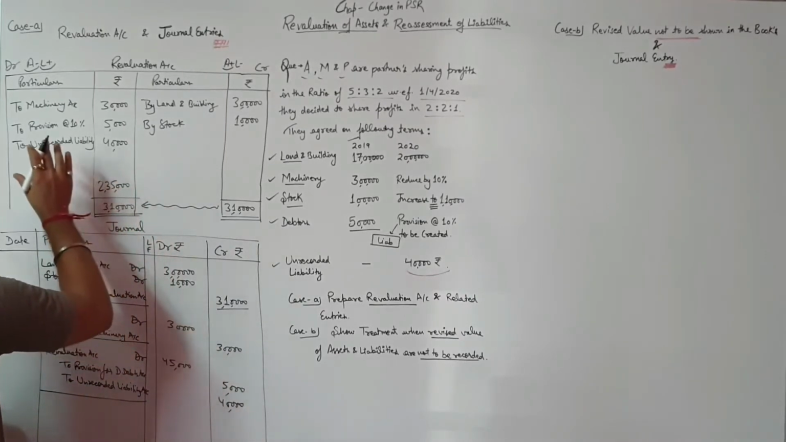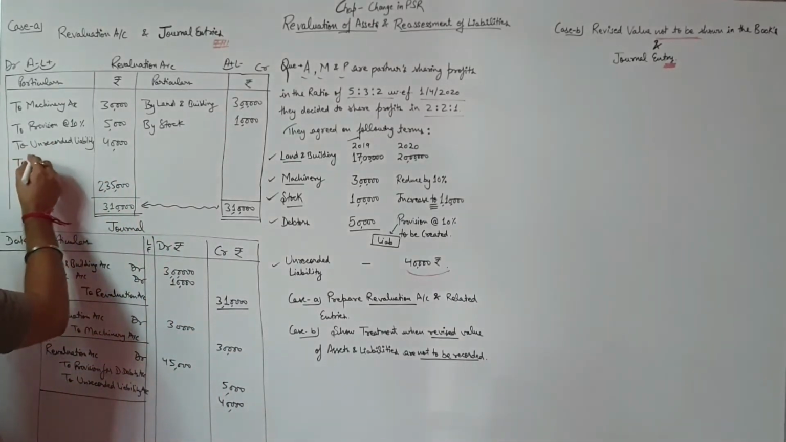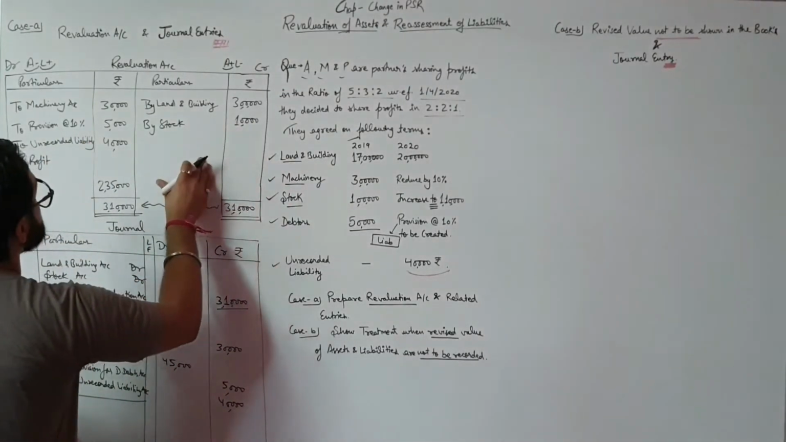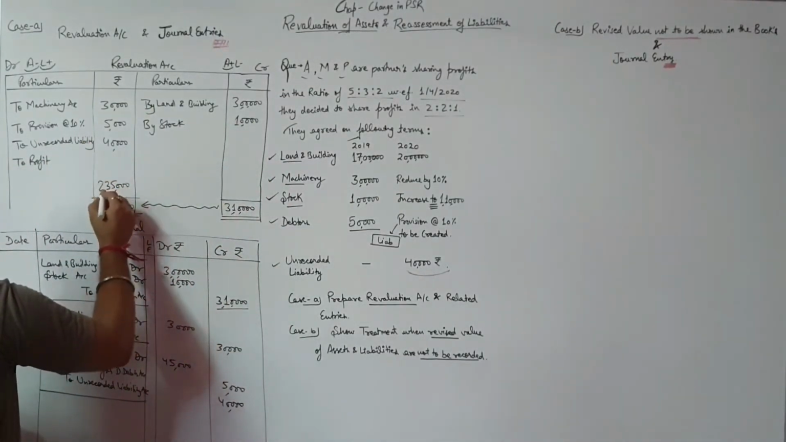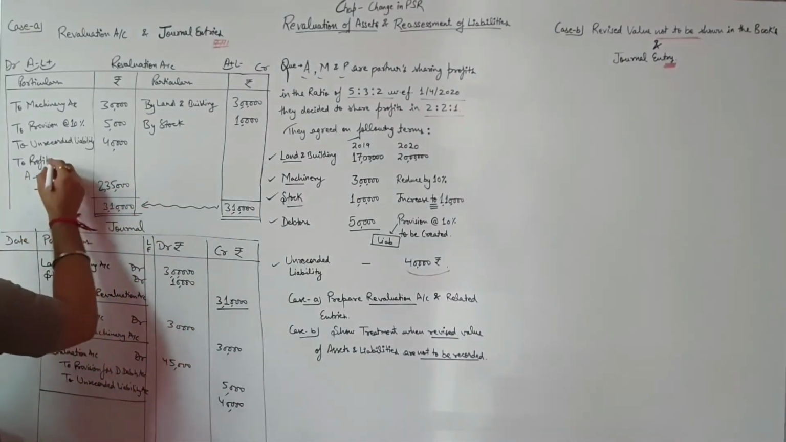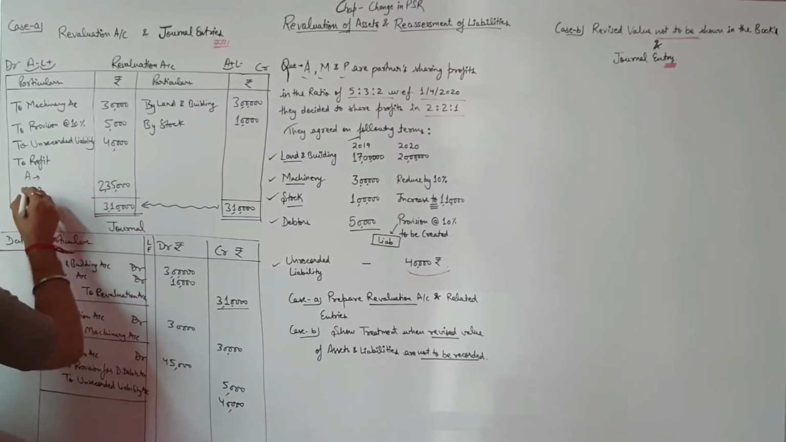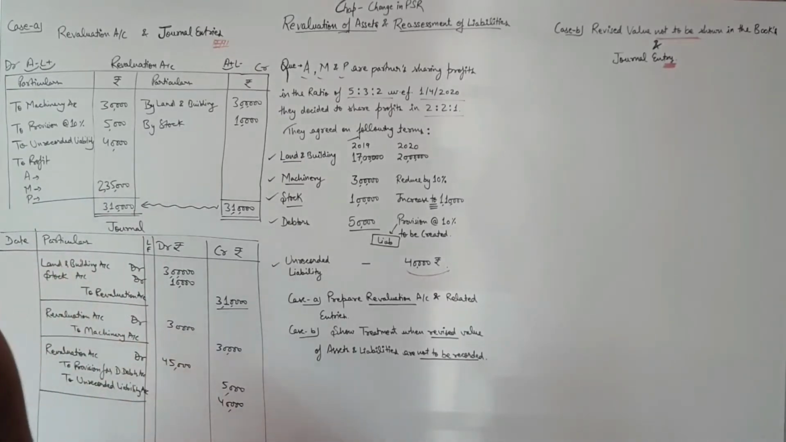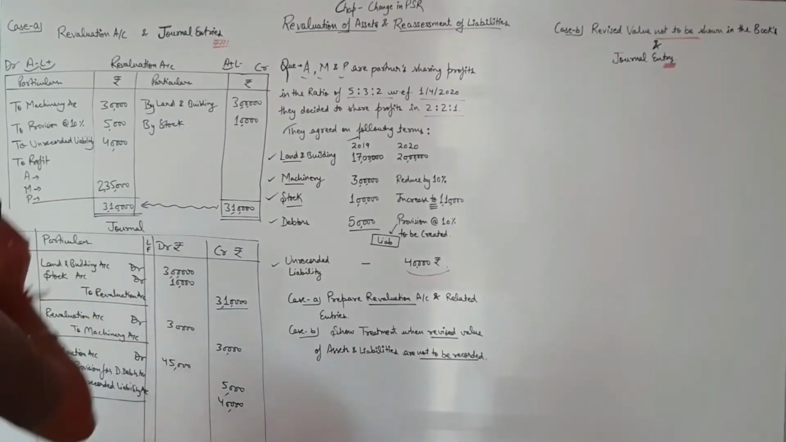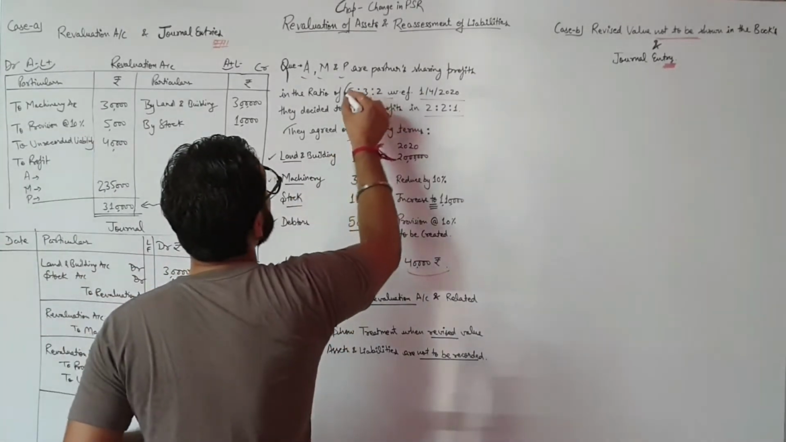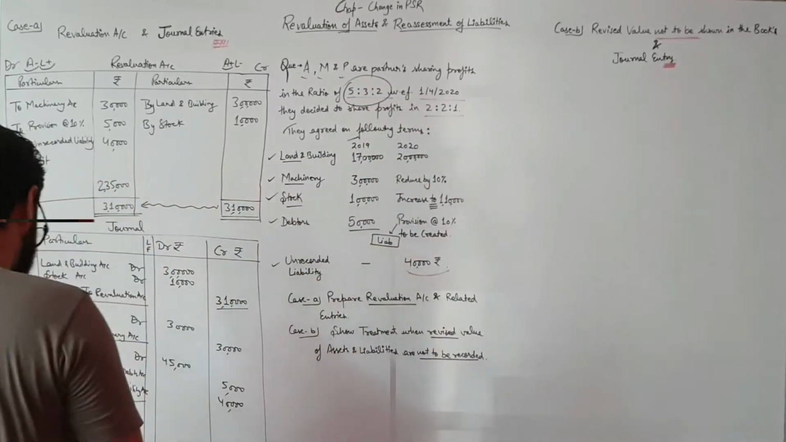So if the balance is on debit side, therefore this is a profit. And if the balance is on credit side, therefore it is a loss. So there is a profit of 2,35,000. Now this profit will be distributed between partners. There are three partners A, M and P. So 2,35,000 will be divided between three partners in which ratio? In old ratio.